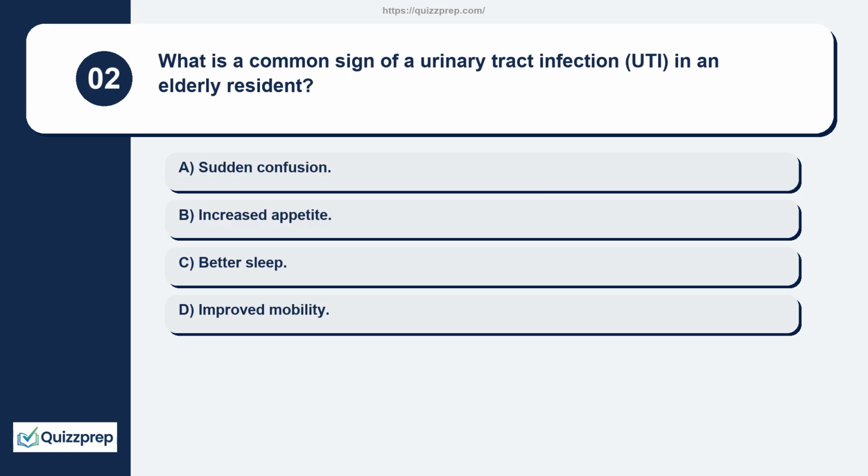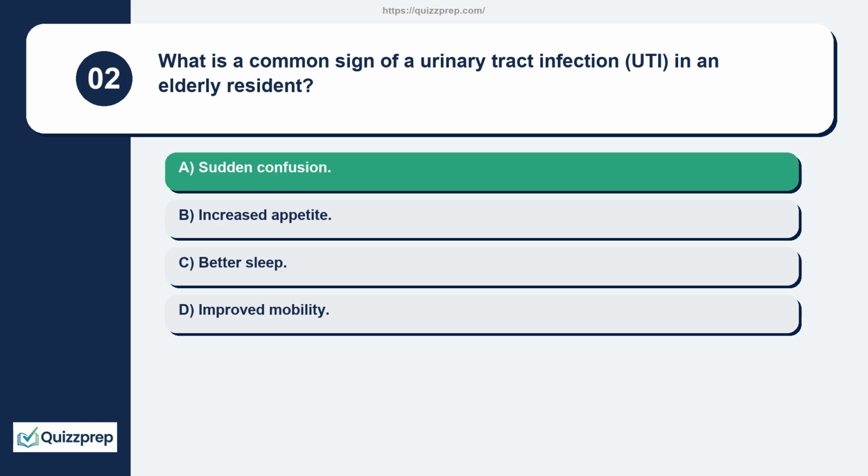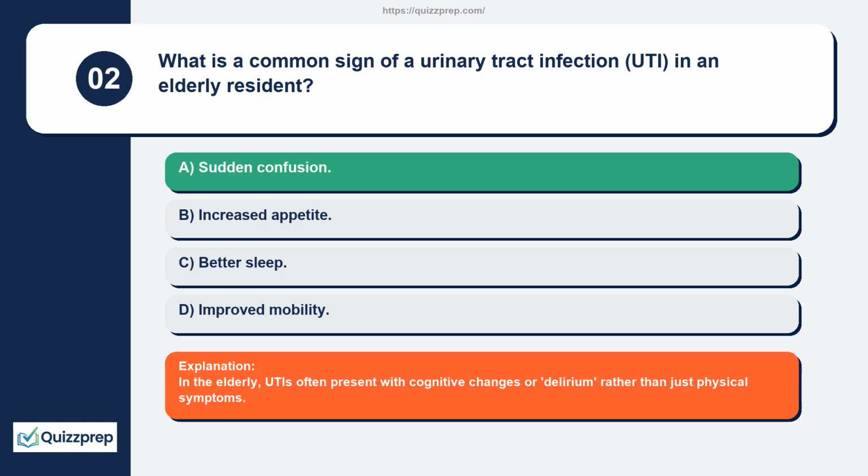Question 2. What is a common sign of a urinary tract infection, UTI, in an elderly resident? Sudden confusion, increased appetite, better sleep, improved mobility. In the elderly, UTI is often present with cognitive changes or delirium rather than just physical symptoms.